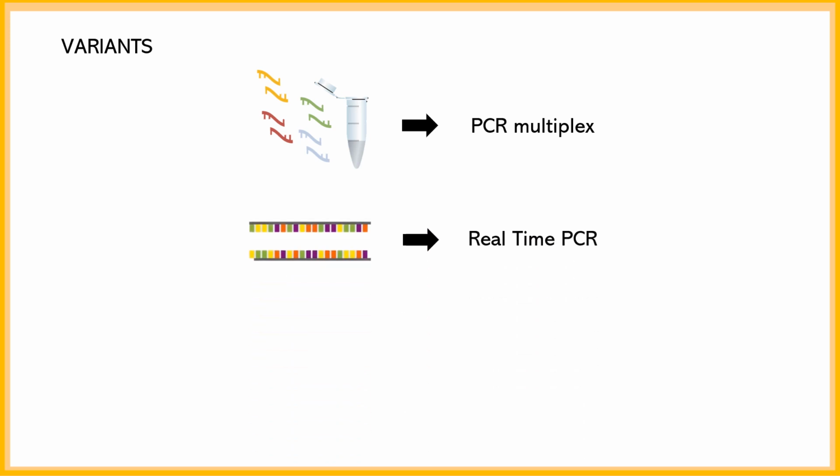PCR has different variants. The authors say that PCR has been used with many primers at once; this variant corresponds to multiplex PCR. The variant real-time PCR quantifies the products in the reaction, and the variant nested PCR achieves higher specificity in the amplified products.